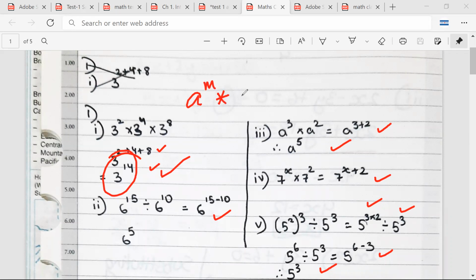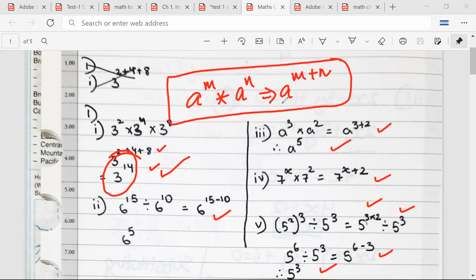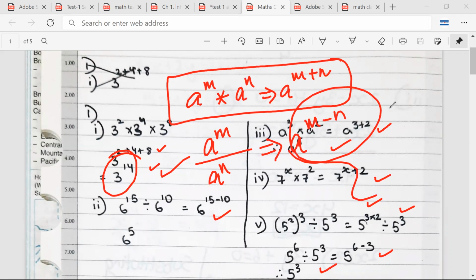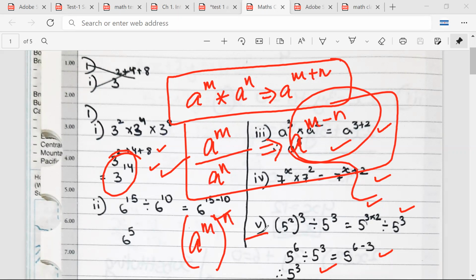a raised to power m into a raised to power n is equal to a raised to power m plus n. This is the formula that we are using. Is it correct? Yes, sir. Second formula that we are using is a raised to power m upon a raised to power n is equal to a raised to power m minus n. Is it correct? Yes, sir. There is another formula that we have used, that a raised to power m whole power n is equal to a raised to power m into n.